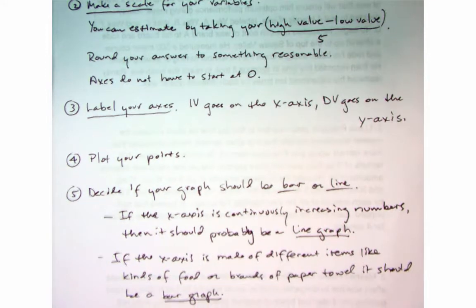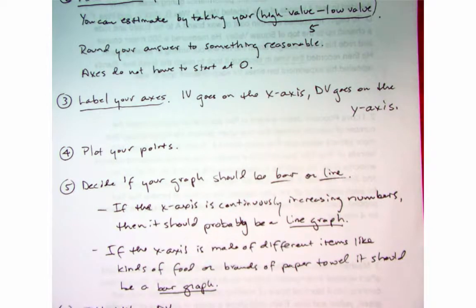But let's say that the x-axis is made up of different items, like different kinds of food or different brands of toilet paper or paper towel. That should be a bar graph. If I'm comparing burritos to oranges and then to chocolate bars, those three things have nothing to do with each other. A chocolate bar is not just more oranges. A burrito is not more chocolate candy bars. They're completely different things, therefore they should not be connected in a line. They should be bar graphs.